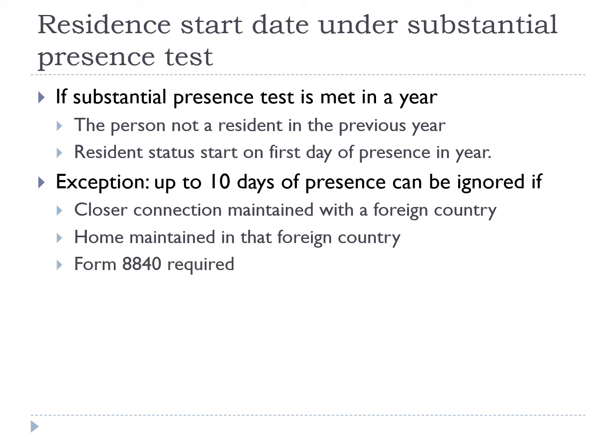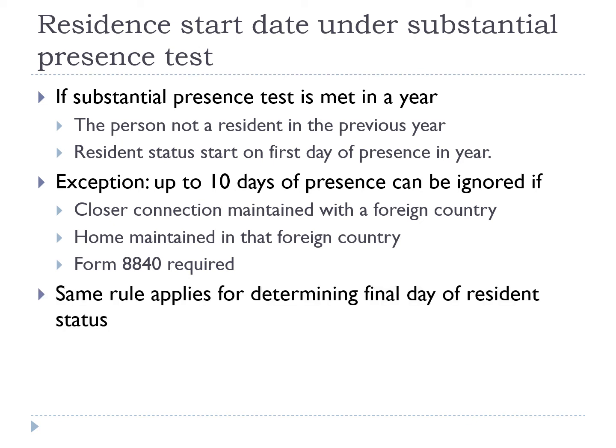To exclude up to 10 days of presence, the taxpayer must attach Form 8840 to his or her tax return for the relevant tax year. The requirements for that statement are set out in Publication 519. In addition, solely for purposes of determining the termination date of residence under the substantial presence test, up to 10 days of presence in the United States can be ignored in determining the final day of U.S. residence if the person has, during this 10-day period, a closer connection with a foreign country.